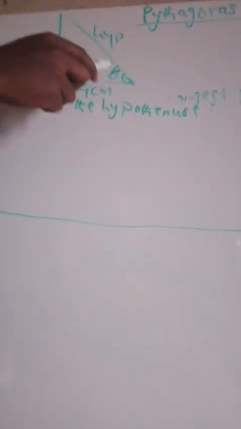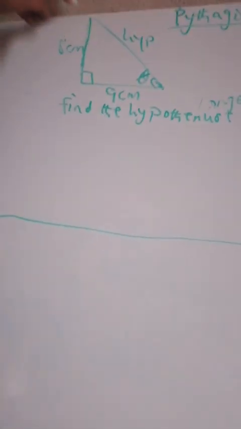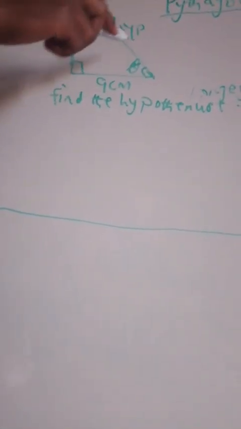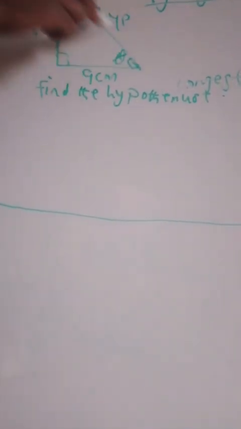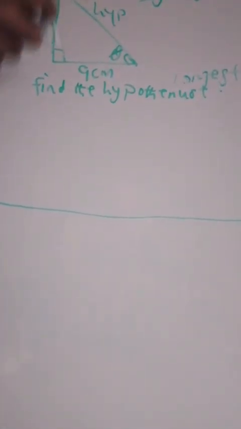So guys, this is the Pythagoras theorem, and this is a right angled triangle. In this case, we are asked to find the hypotenuse, which is the longest side of a right angled triangle. This is what they call the 90 degree angle. So any triangle with an angle that looks this way is called a right angled triangle.